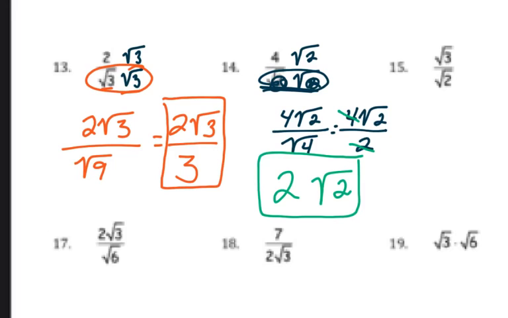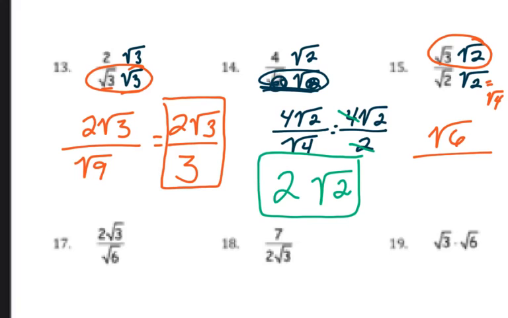15. We have a square root in the bottom, not good. So I give it to the top and I give it to the bottom. Square root of 3 times the square root of 2. Those are both under the radical, so we can multiply them together. That is the square root of 6. The square root of 2 times the square root of 2 is the square root of 4. 4 is a perfect square, leaving us with just a 2. I cannot reduce or divide because that's underneath the radical.